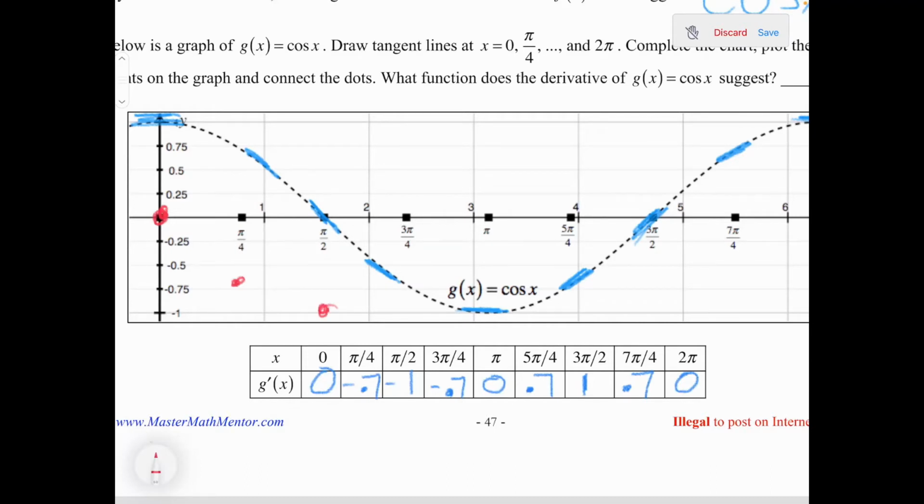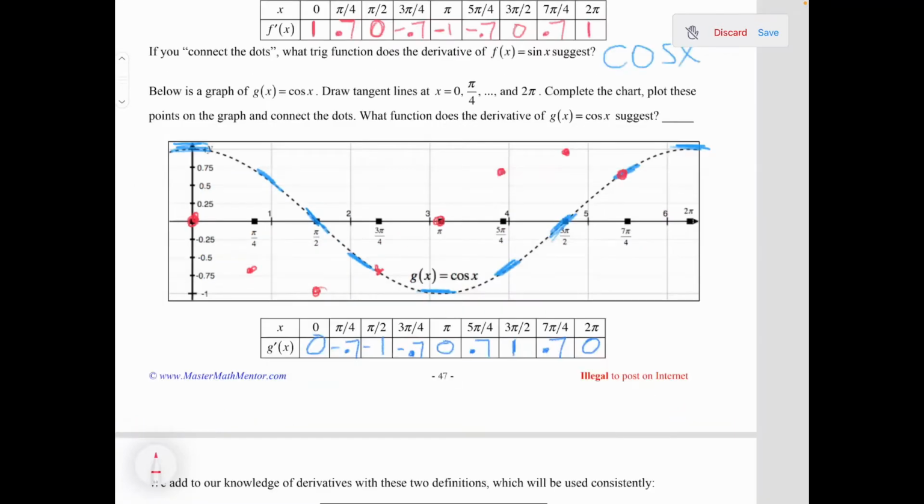3 pi over 4 is back to negative 0.7. Pi is back to 0. 5 pi over 4, positive 0.7. 3 pi over 2 is at 1. And 7 pi over 4 is at 0.7. So we're going back down again. And 2 pi is back at 0.